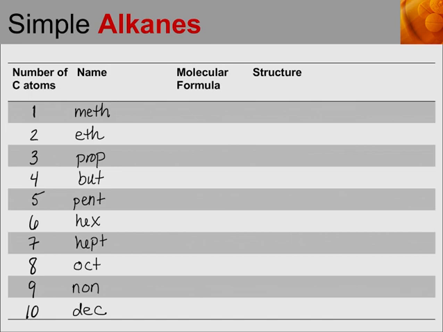Now, because we're just focusing on alkanes here, the ending for each of these will just be ane. So if you have 1 carbon atom in your alkane, that's called methane. And the molecular formula, as we saw before, is CH4. And we're just using that same formula, CnH2n+2. Now for methane, the structure will just be the same, CH4.